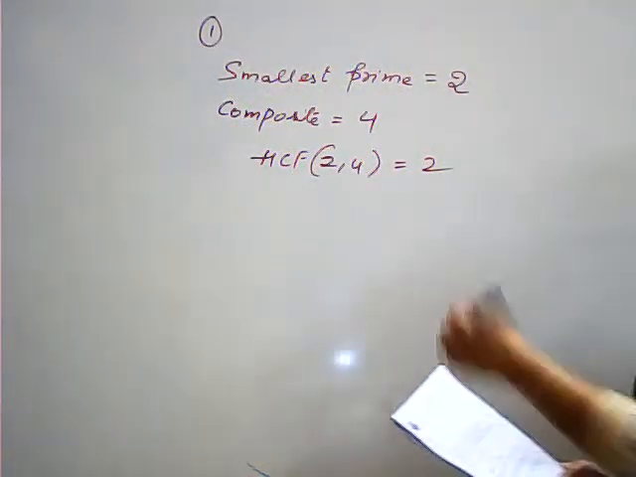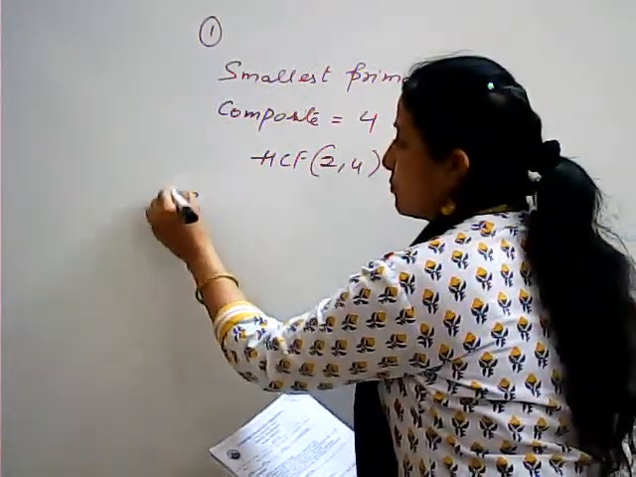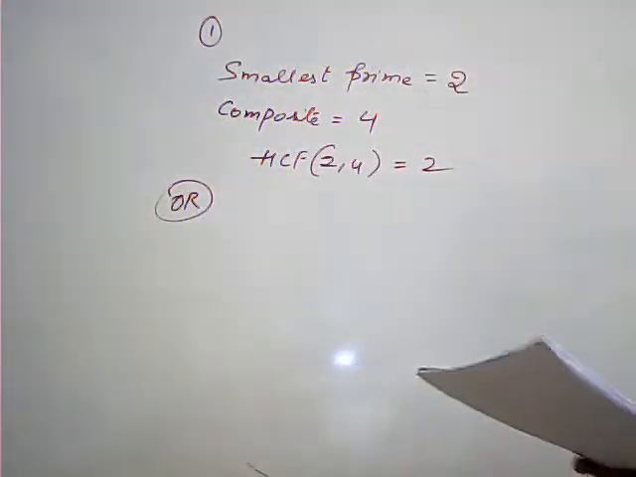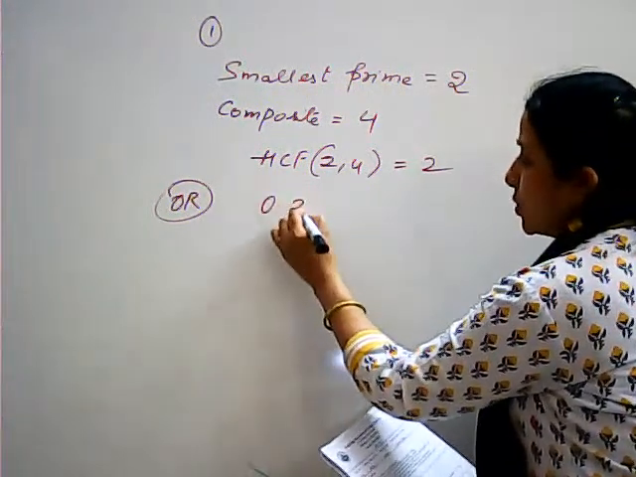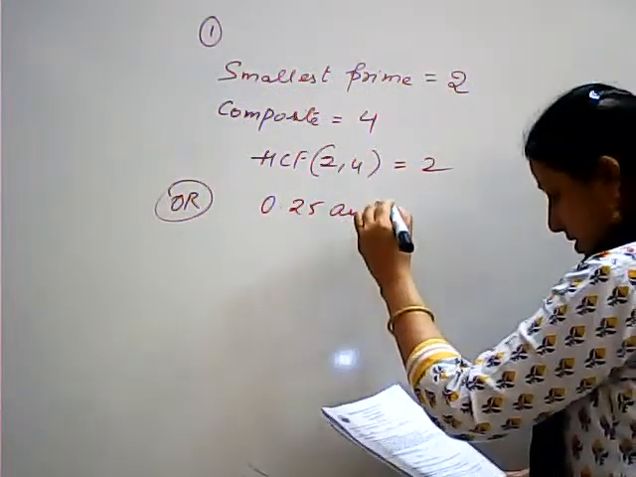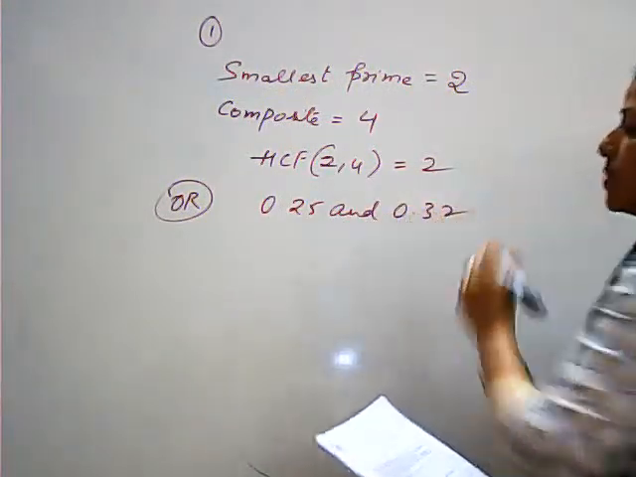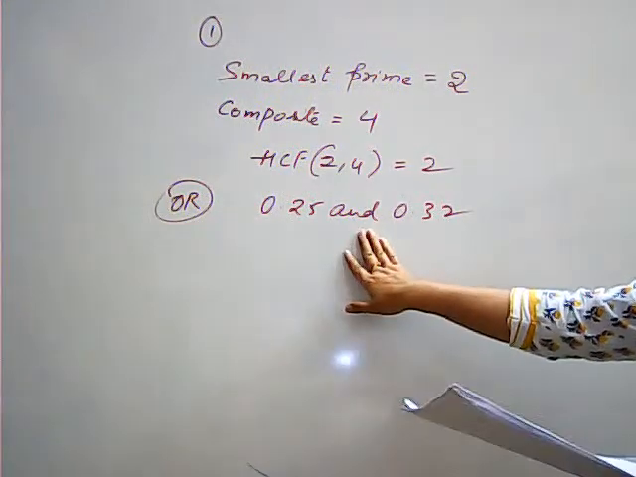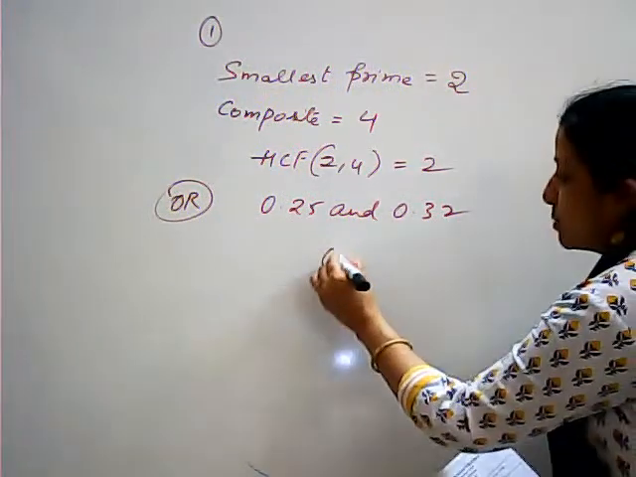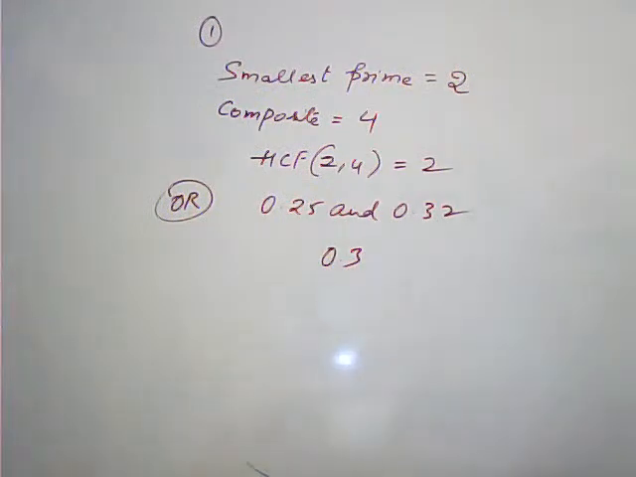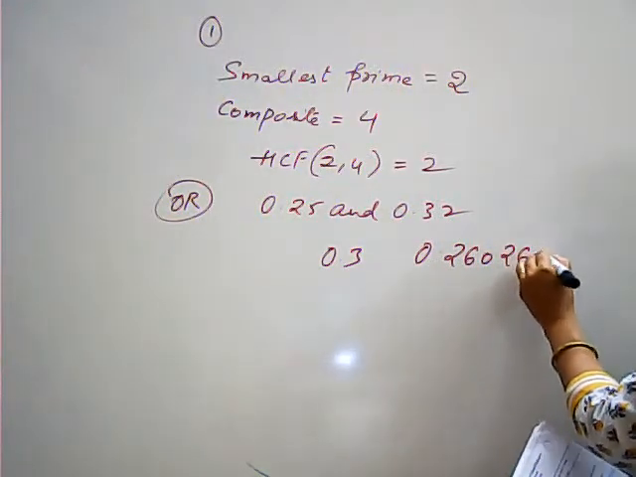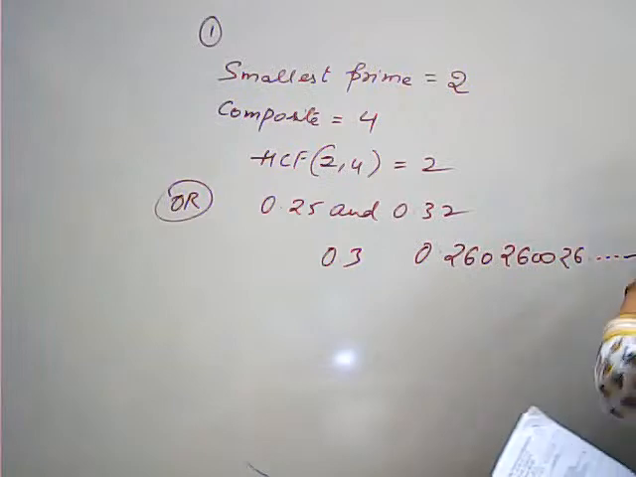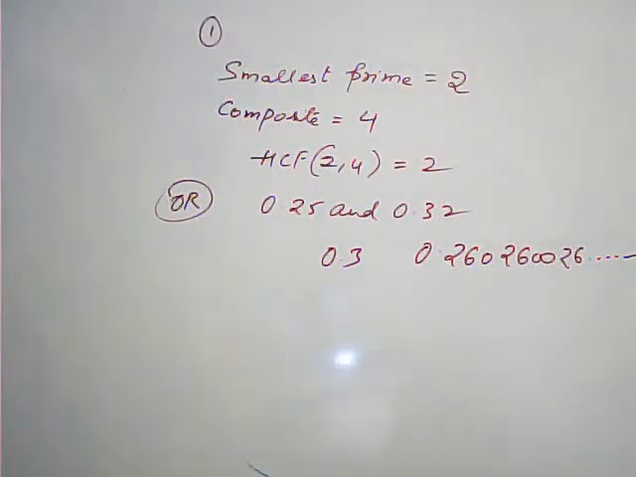For the other part of this question, first you have to write one rational and one irrational number that lies between the given numbers. There are infinitely many answers for this. You can write a rational number 0.3. If you want to write an irrational number, you can write 0.260260026 and so on. You can write any irrational number here.